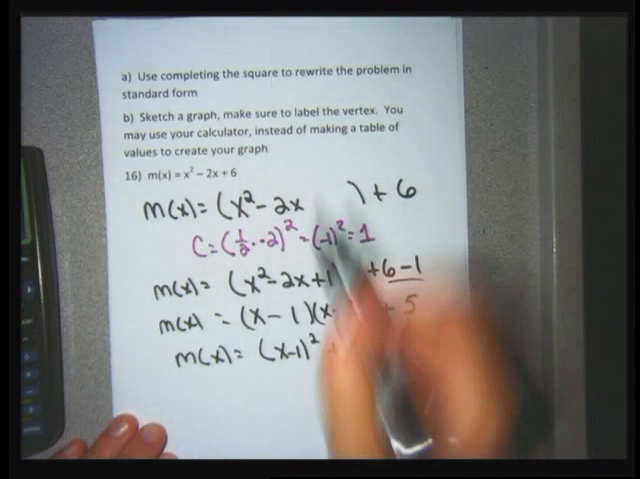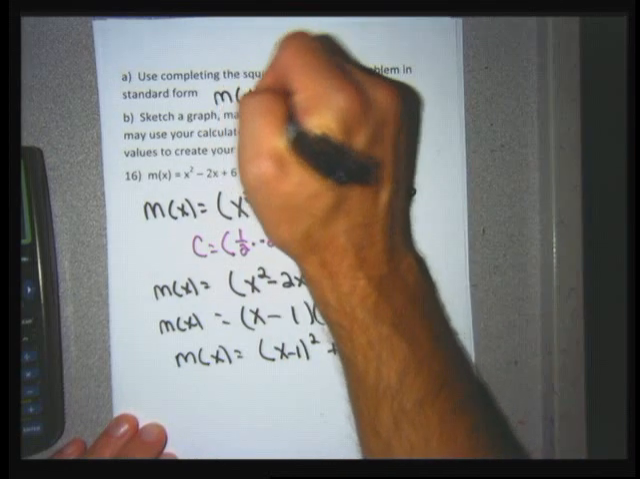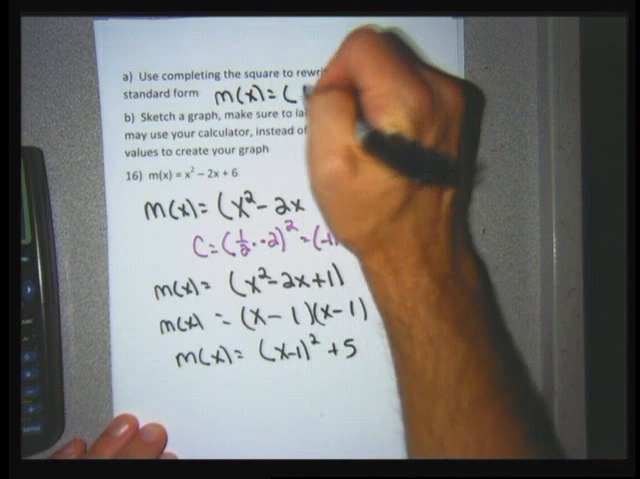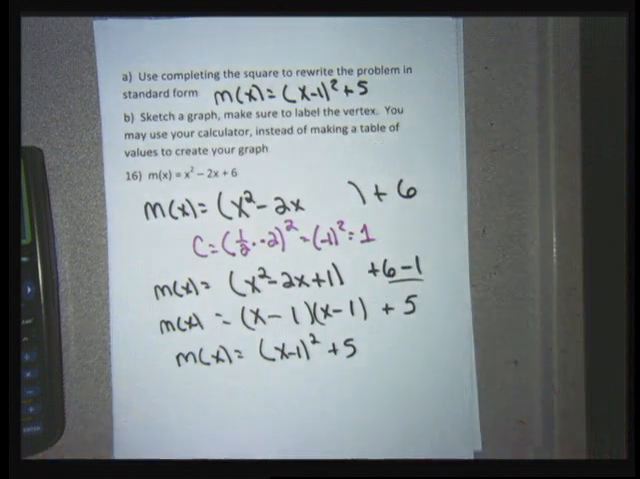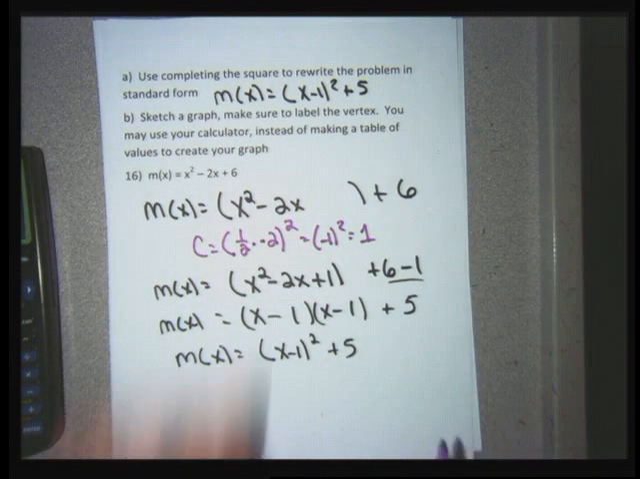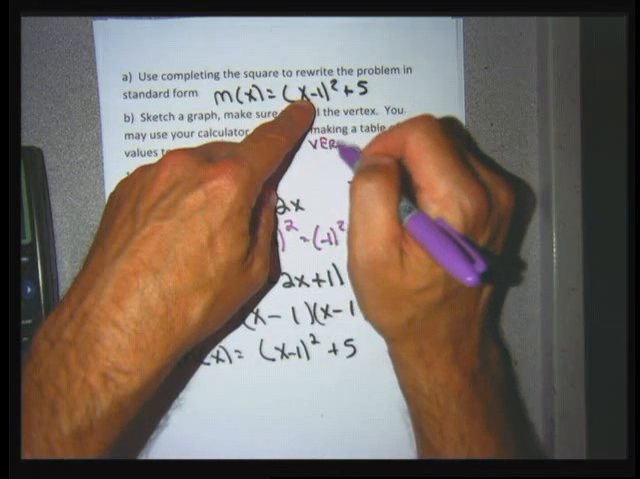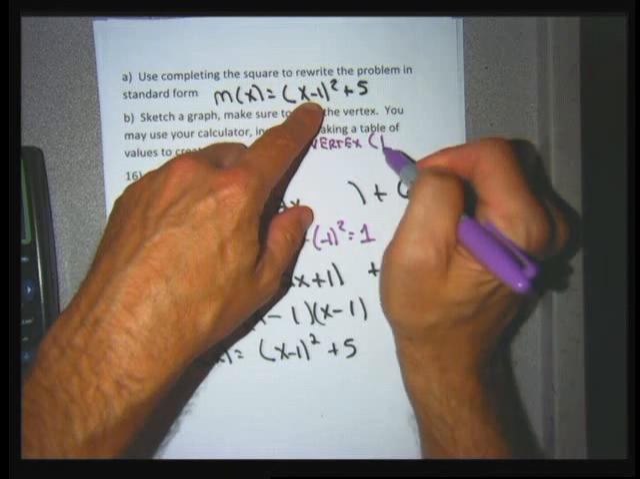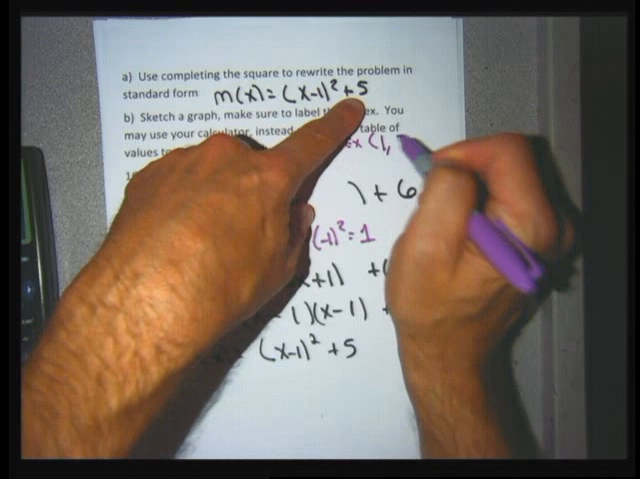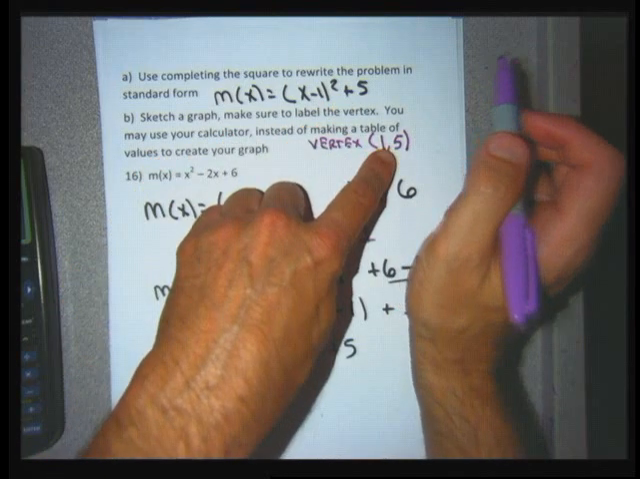So the answer to part A, using completing the square to rewrite the problem in standard form, is m of x equals x minus 1 squared plus 5. Now I'm going to steal the graph from my calculator, and I want to know where the vertex is. The vertex is going to be found by changing the sign of the number inside the parentheses. -1 goes to +1, keeping the sign of the number after the square. That's the y-coordinate of the vertex.